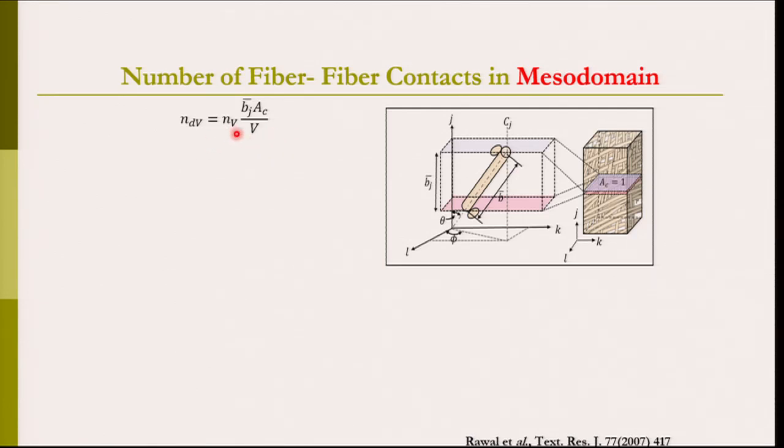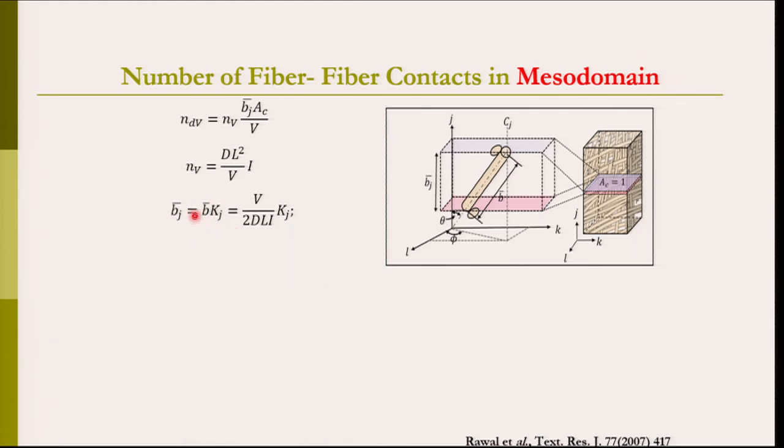So, NdV is equal to Nv into Bj bar Ac by V. V is the total volume of the fabric, Nv is the total number of fiber to fiber contacts in the volume V, Bj bar is the mean distance between the fiber to fiber contacts projected on the j direction or z direction or in the thickness direction, and Ac is the unit cross sectional area. So, since we know Ac is unity, then we also know that Nv is equal to d L square by Vf I, which we have calculated earlier. We also know that Bj bar is equal to B bar Kj.